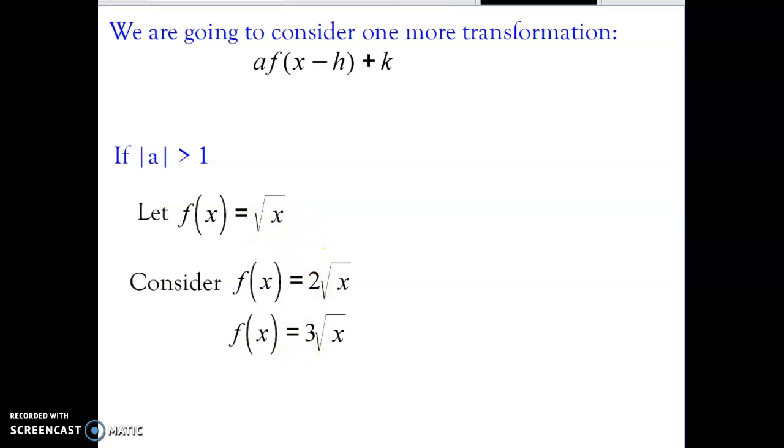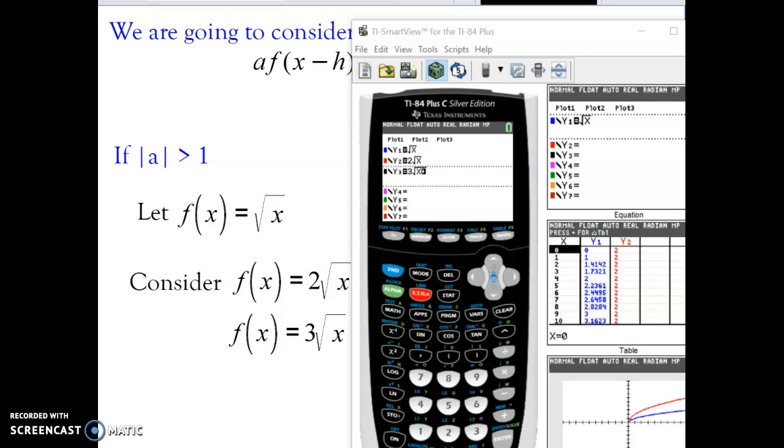even though I'm still going to have a vertical stretch. Okay, just as before, I have typed these into the calculator, and you can see our parent function here that's going to be blue. Our vertical stretch of 2 is going to be red, and the vertical stretch of 3 is going to be black. All right, let's see what happens. All right, so here's our original parent function.